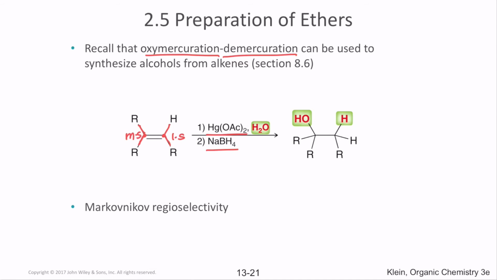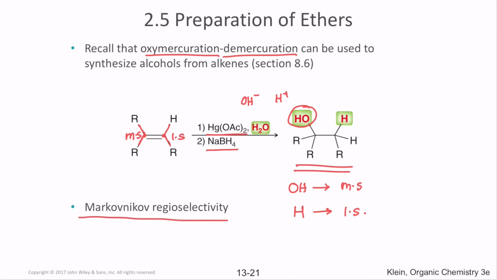So in oxymercuration, the water divides into two parts: OH minus and H plus. The OH group will always go towards the more substituted carbon, and H plus, the hydrogen, will always go towards the less substituted carbon. So this results in the formation of an alcohol, more commonly a secondary or a tertiary alcohol. This is based on Markovnikov's rule. Markovnikov understands that the heavier atom goes to the more substituted side, the lighter atom goes to the less substituted side.